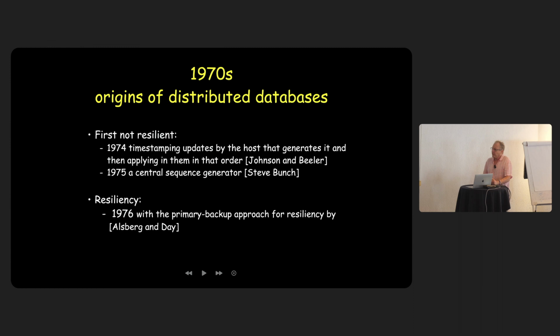So they had the same problem, and they started inventing the main notions that we use in several places, like timestamping. And how do you do this timestamping in a distributed way? The 75 paper of Steve Bunch said, well, let's have a central sequence generator, which is a bit what we do in blockchain through some form of consensus.